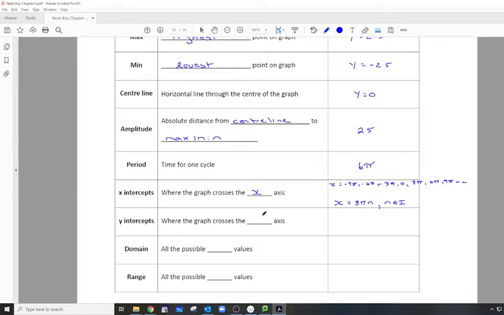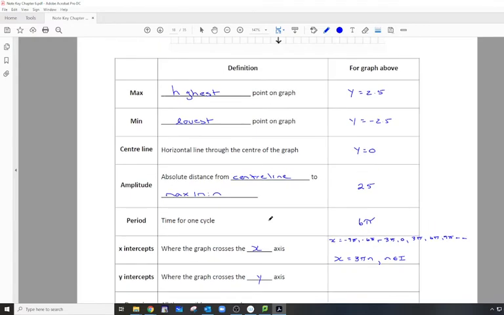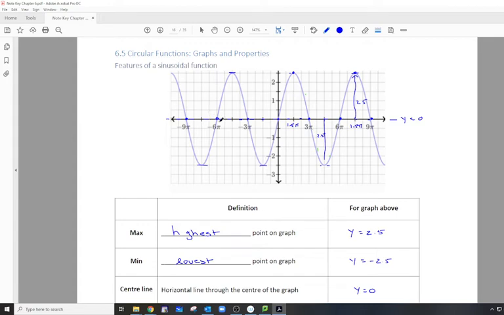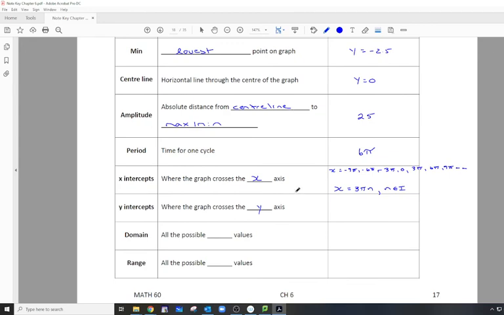The next thing is the y-intercepts. A y-intercept is where the graph crosses the y-axis. So if we go up here, what you'll notice is because this is a function, I can only pass through one y value, so you only ever get one y-intercept. So this graph has a y-intercept at (0, 0). So the y-intercept, I'm just going to say is (0, 0), or you could just say y equals 0.